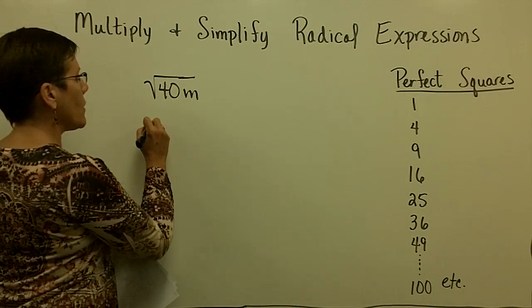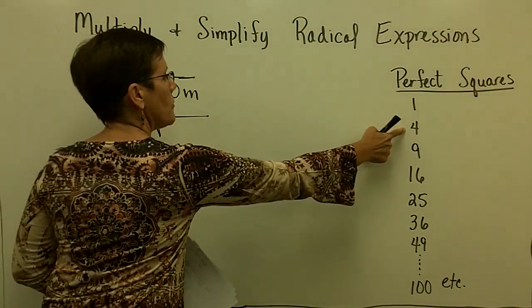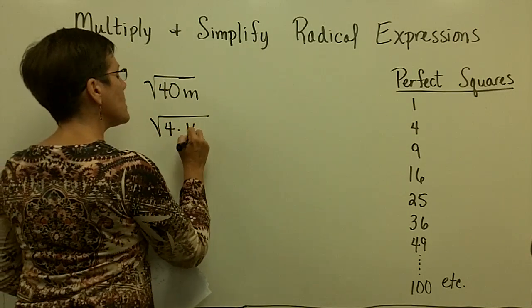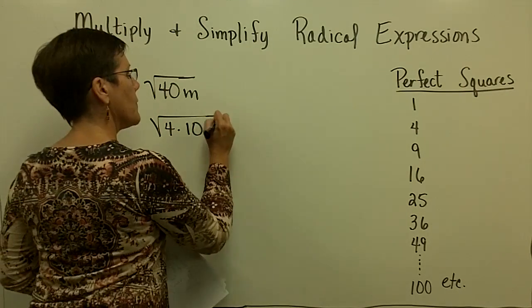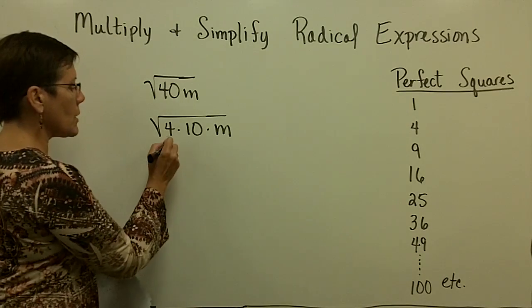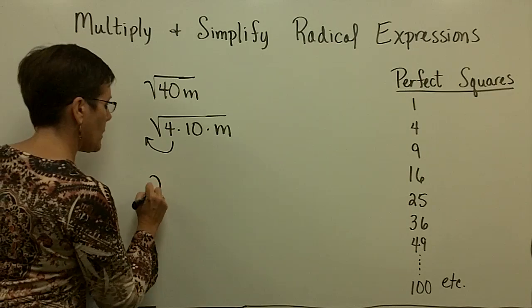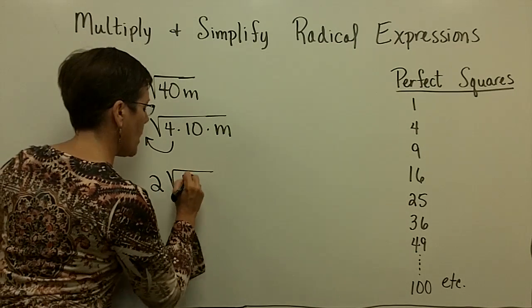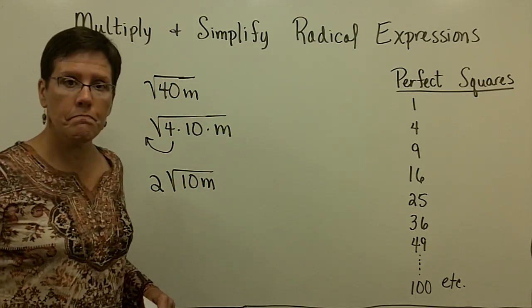You can either think of 40 as 4 times 10. That would be the fastest way to do this. And the square root of 4 is 2, so that's got to come out. And you write that as 2 times the square root of 10m, and you're all done.